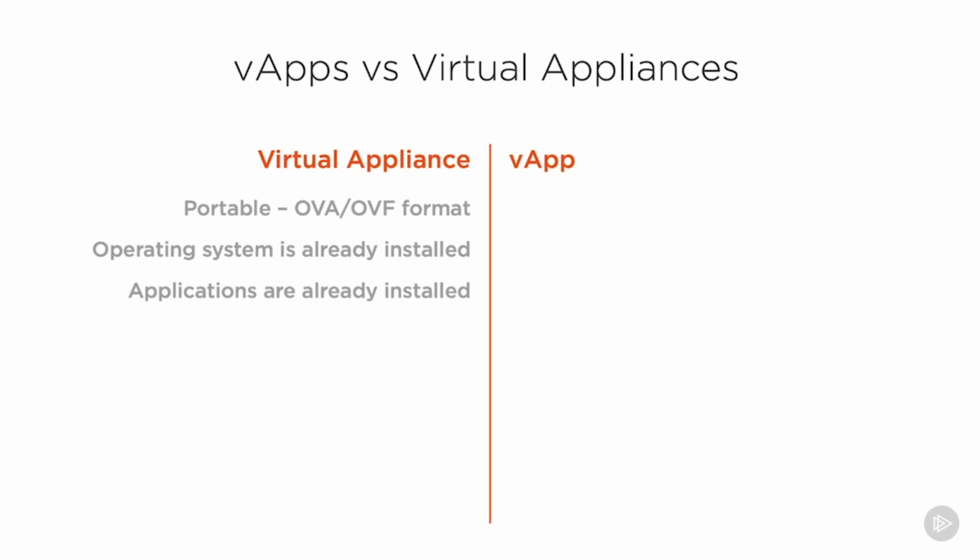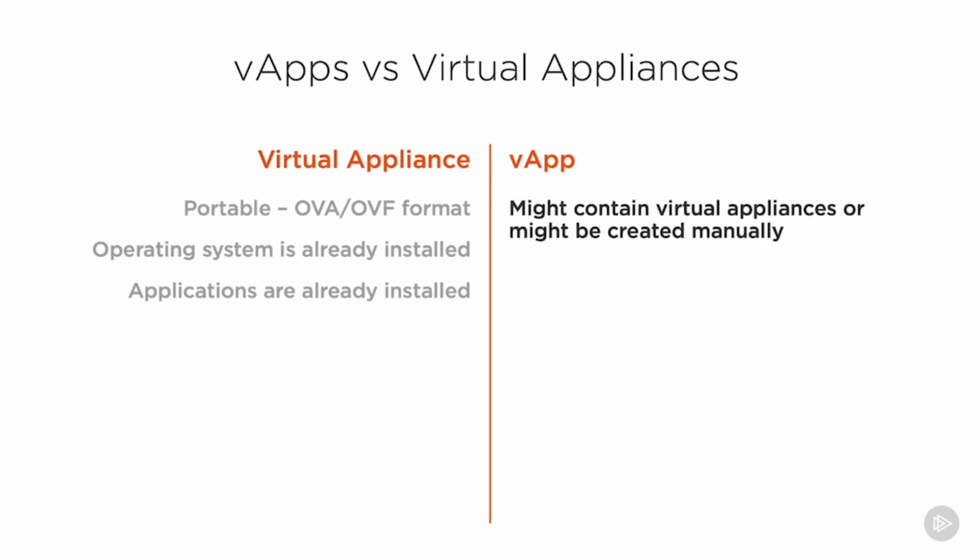You could create a virtual appliance, you could share it with a friend, you could post it on a virtual appliance marketplace of some kind, of course, always keeping software licensing in mind. A vApp takes this to a higher level. A vApp might contain virtual appliances, or you might create a vApp manually in your vSphere infrastructure, which is something that we'll be doing in this module.